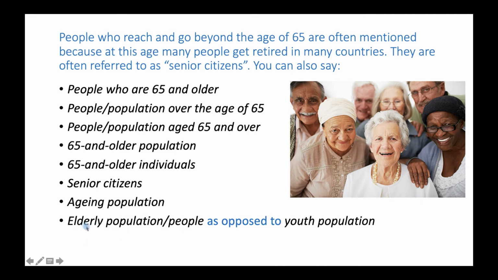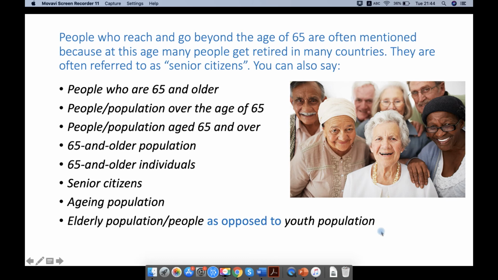Mind that it's not nice to say old people. We don't want to call them old because that's impolite. And elderly population or elderly people is the opposite of youth population. So if you have to compare, let's say, two groups of people, one of which will consist of senior citizens, and the other one probably will have some young people in their 20s or 30s, those will be the youth population.